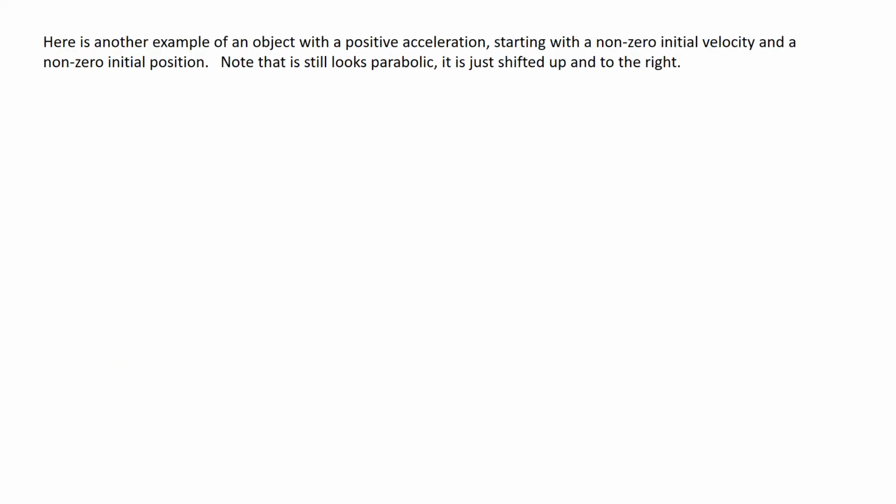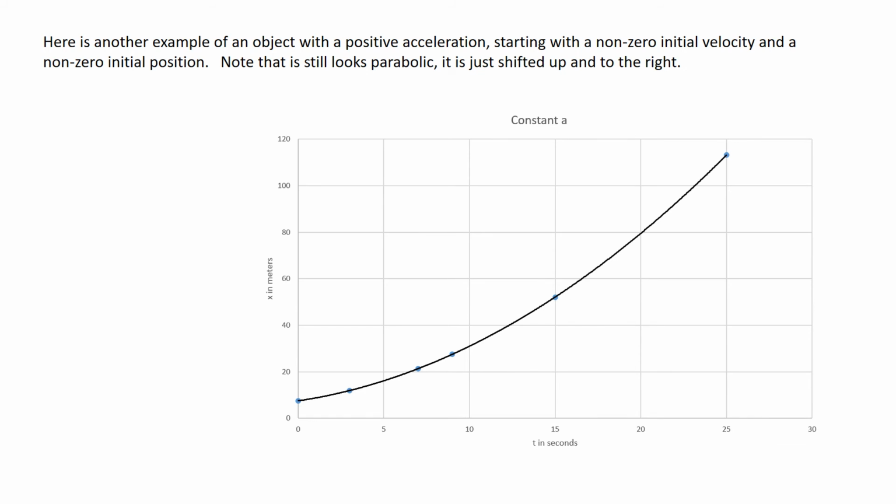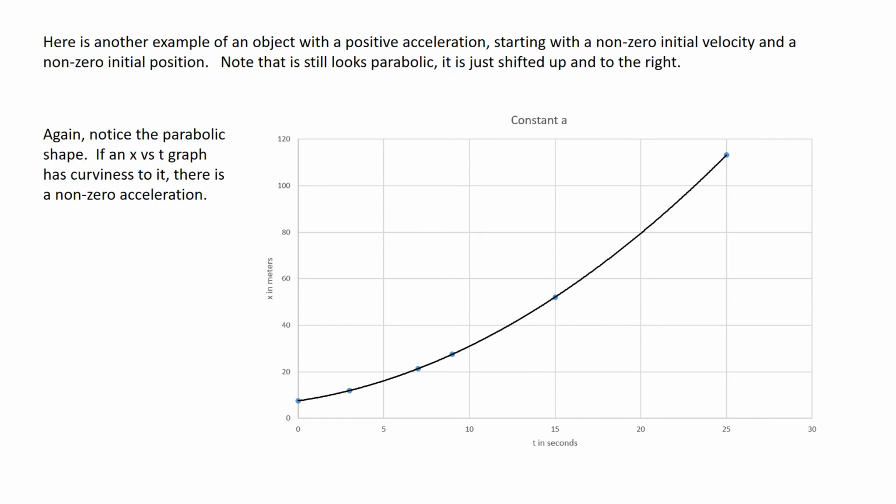Here's another graph. Positive acceleration, but starting at a non-zero initial velocity and a non-zero initial position. These are just the x sub i's and v sub i's that we put in the equations. It's still a parabola. It still looks parabolic, just shifted up and to the right. So here's my graph. Looks very similar to what we saw before. Again, it's a parabolic shape.